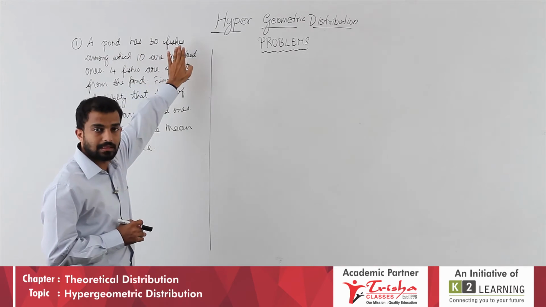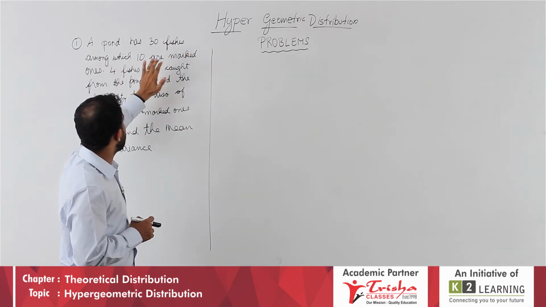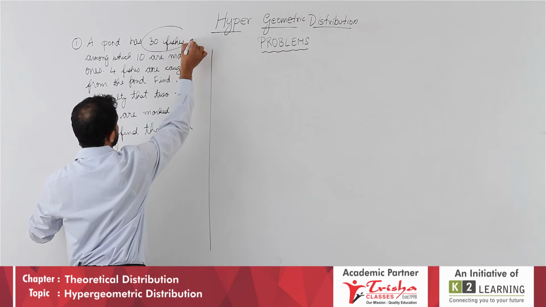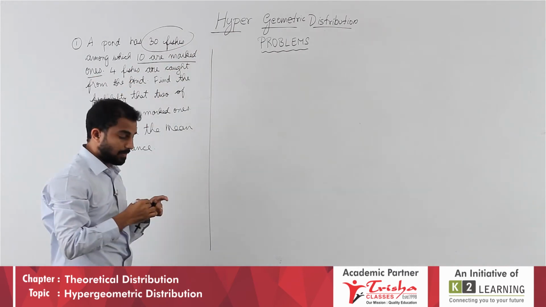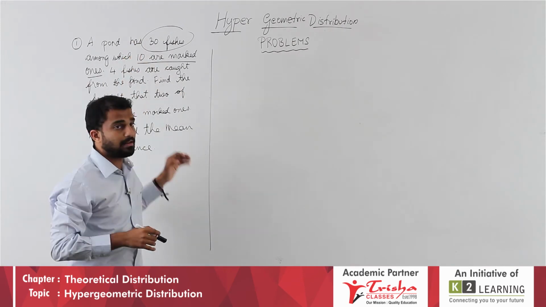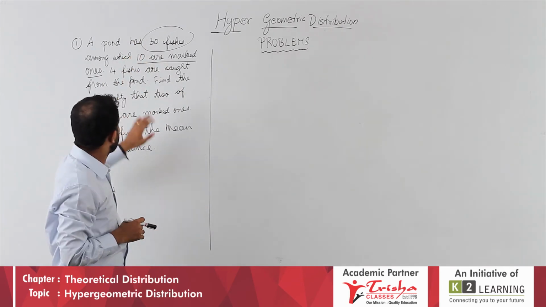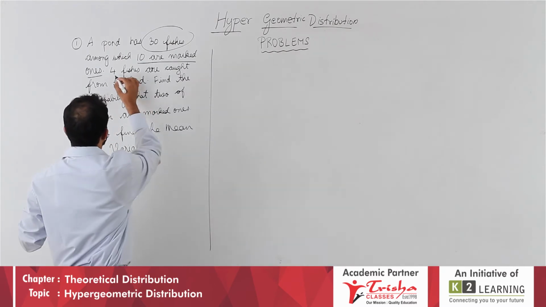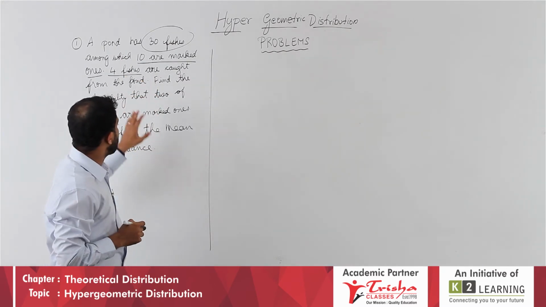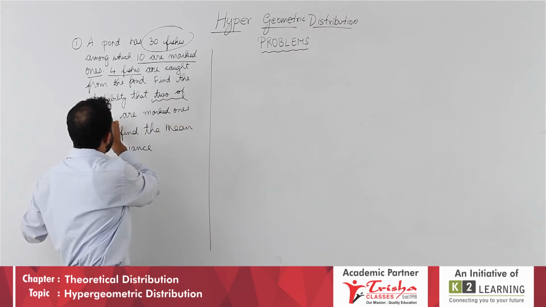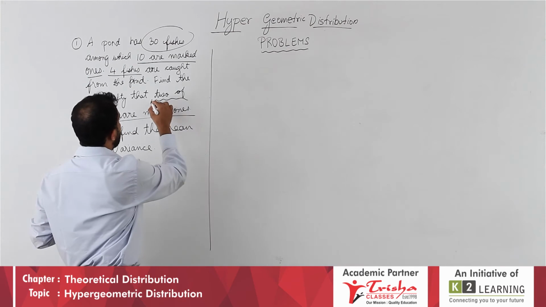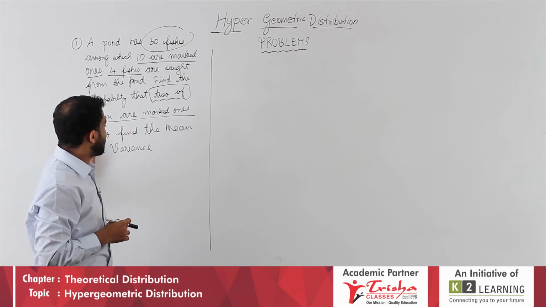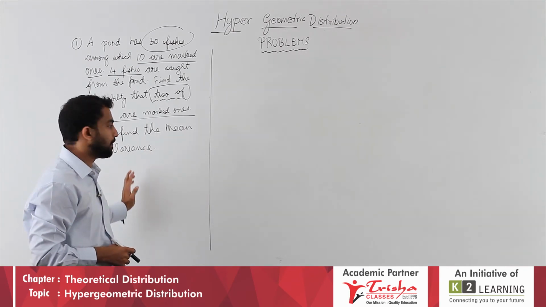A pond has 30 fishes, among which 10 are marked ones. So, understand this, there are 30 fishes in total, 10 are marked ones. That means the remaining is how much? 30 minus 10, which is 20, those are unmarked ones. 4 fishes are caught from the pond. How many fishes are caught? 4 fishes are caught. Find the probability that 2 of them are marked ones. That's the first part. And the second part of the question says also find the mean and variance. Let us deal with that part later.